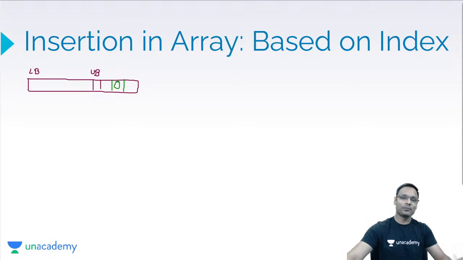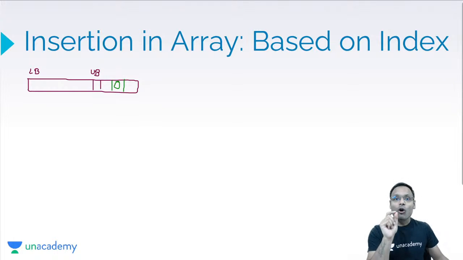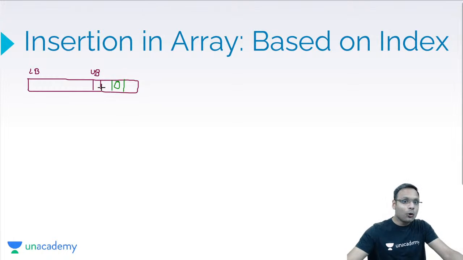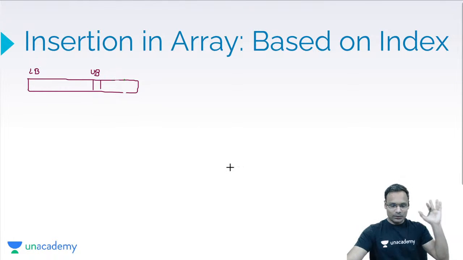Why? If you remember the first characteristic of the array, all the elements of the array should be on consecutive locations. So it cannot happen that there is no element here and there is an element here. It is not possible. So where can a new insertion be done? We can do insertion from lower bound to upper bound plus 1. Any index in that range can be given.